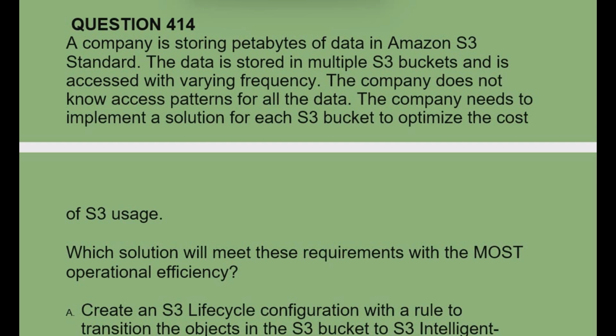Question is, a company is storing petabytes of data in Amazon S3 Standard. The data is stored in multiple S3 buckets and is accessed with varying frequency. The company does not know access patterns for all the data. The company needs to implement a solution for each S3 bucket to optimize the cost of S3 usage. Which solution will meet these requirements with the most operational efficiency?